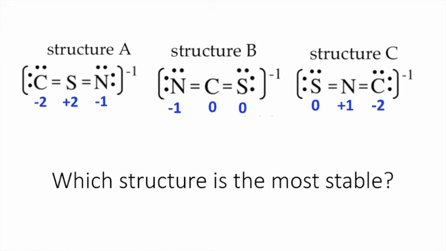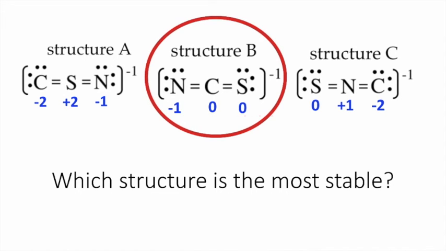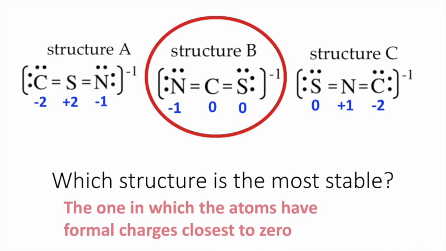Now that we have our formal charges, we have to figure out which structure is the most stable. The way we're going to do this is we're going to look for the structure that has the lowest overall formal charges. So think of it as the lowest absolute value of these, and it's going to be the center one because it has a -1, a 0, and a 0. And we can see that the other two have +1s and -2s, and that's a lot of non-zero formal charges on structures A and C.